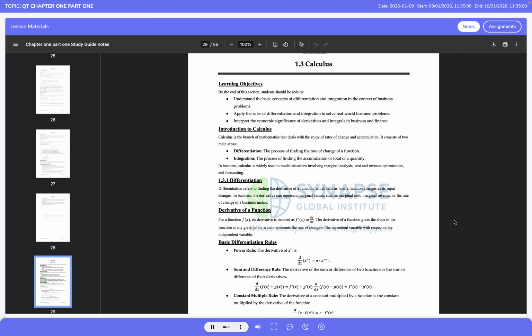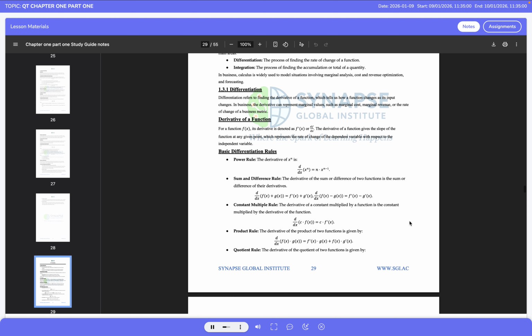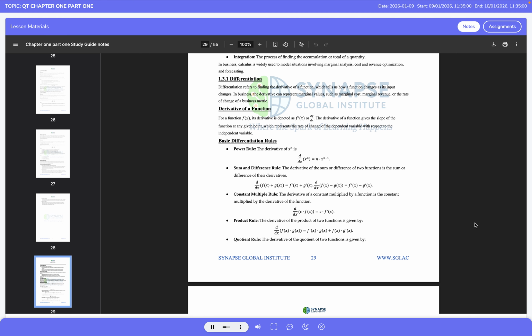Several basic rules of differentiation are essential. The power rule states that the derivative of x raised to the power n is n multiplied by x raised to the power n minus 1. The sum and difference rule states that the derivative of the sum of two functions is the sum of their derivatives, and the derivative of the difference of two functions is the difference of their derivatives. The constant multiple rule states that if a function is multiplied by a constant, the derivative is the constant multiplied by the derivative of the function.